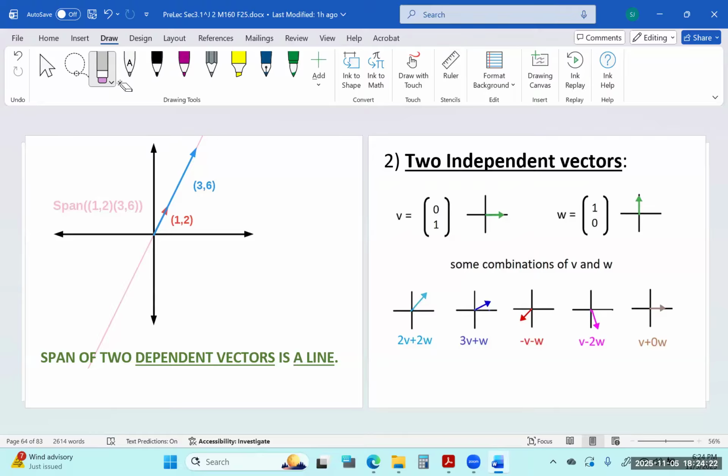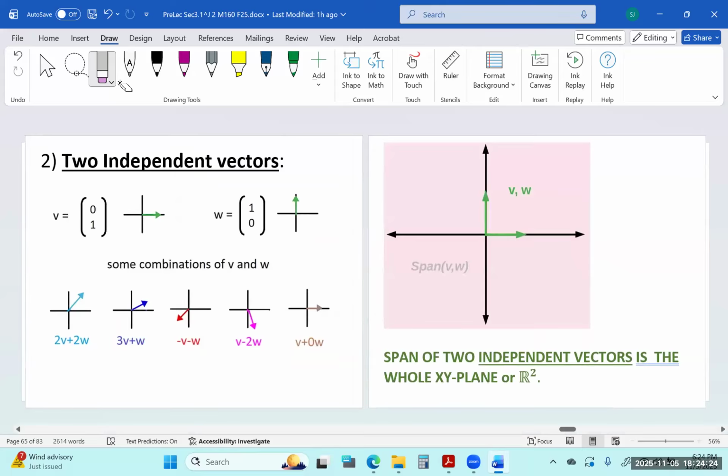So what does that mean? If you have two linearly independent vectors in R2 space, they cover the entire xy plane. And that covering is called span. So two linearly independent vectors span the entire xy plane, or the entire R2 space. This is what it means.